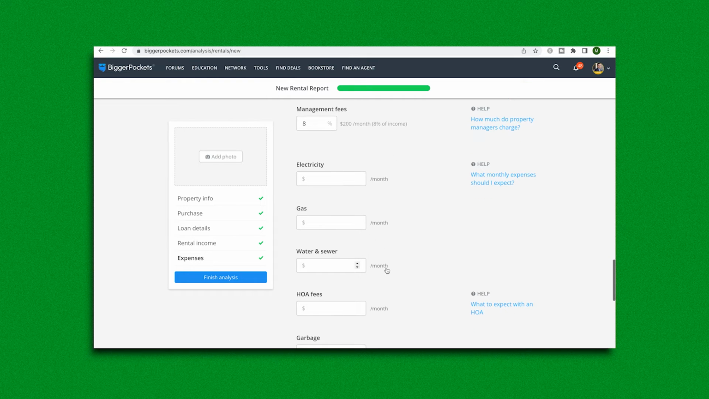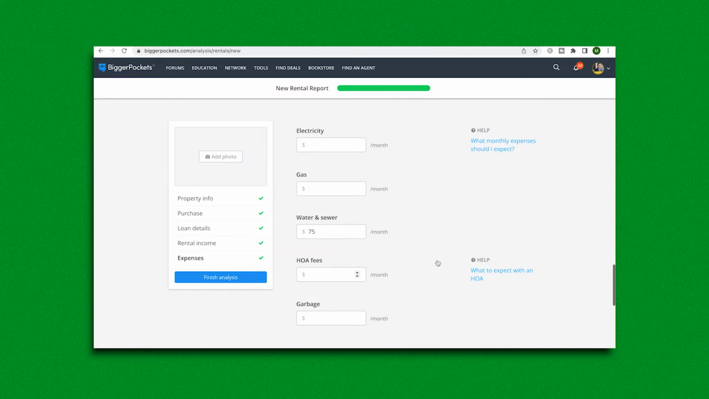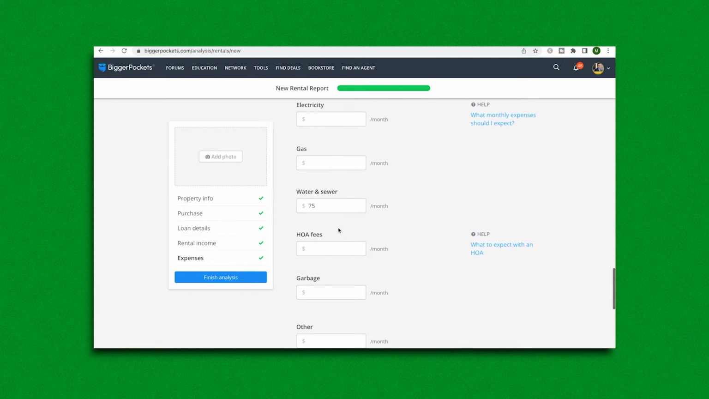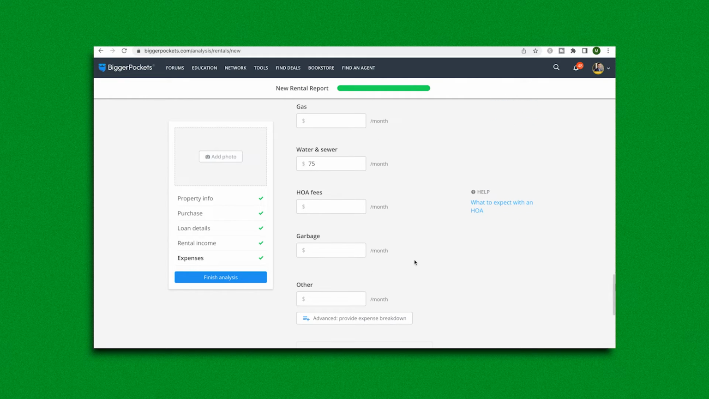Okay, utilities, again, many times the tenant does pay for utilities, but a lot of times maybe the landlord pays for water but not electricity and gas. So we'll leave these two blank and we'll say they pay $75 a month for water. Sewer, at least where I'm from, that's rolled into taxes. So that was already factored in when we put in the taxes.